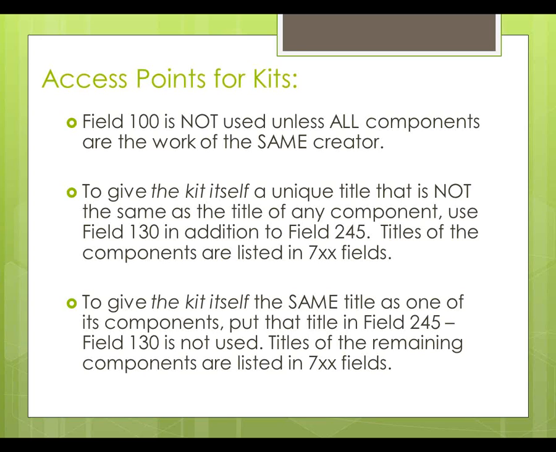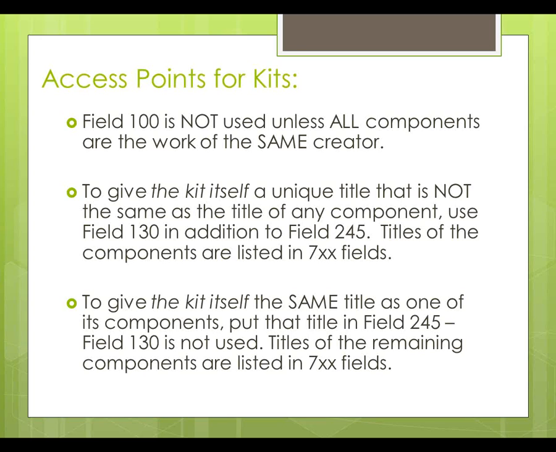If the components of the kit each have their own titles, those should also be recorded in the 7XX fields. Specifically, field 740, second indicator 2, is the field for a quote-unquote analytical title, meaning the title of a work that's inside another work, right? And you can find out more information about this by just going to the Library of Congress MARC standards page. Just Google it, you'll find it. And it has instructions and examples there.